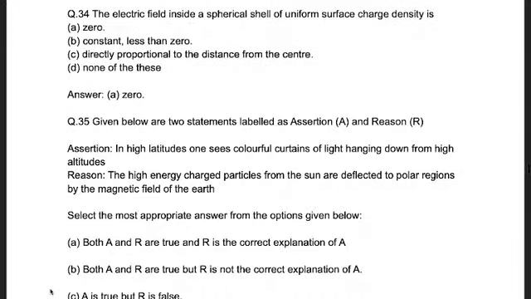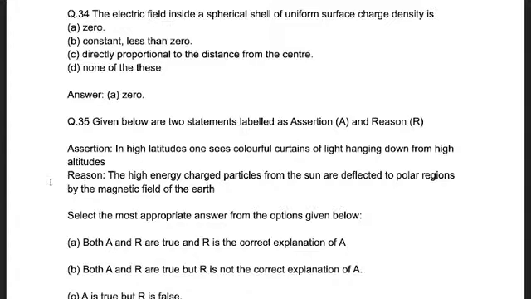It is an assertion and reason question. Given below are two statements labeled as assertion A and reason R. Assertion: In high latitudes, one sees colorful curtains of light hanging down from high altitudes. Reason: The high energy charged particles from the sun are deflected to polar regions by the magnetic field of the earth. Select the most appropriate answer from the options given below.